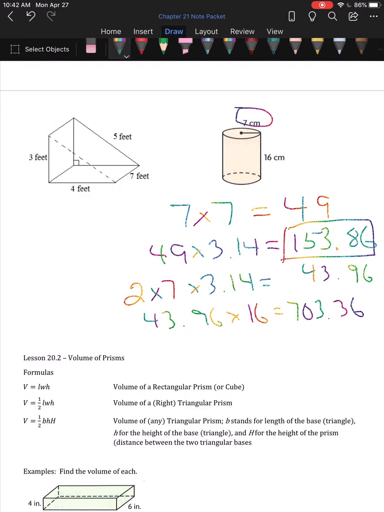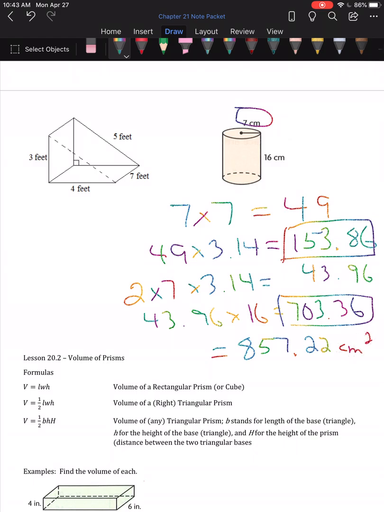Final step is to add the results from steps 3 and 5. Step 5 got us at 703.36. So we're going to do 703.36 plus 153.86. And that's going to get me a surface area of 857.22. Now we put on our unit of measurement, centimeters squared.